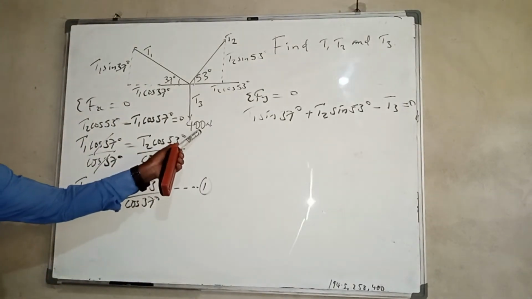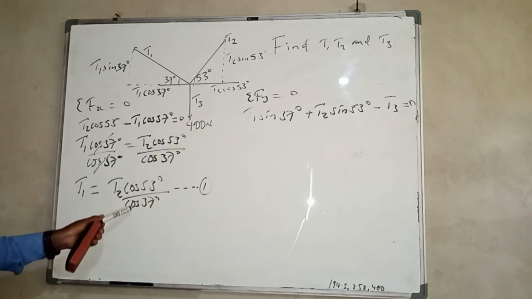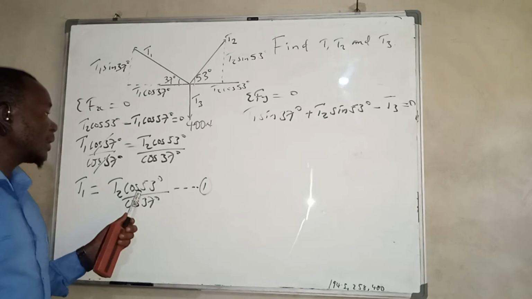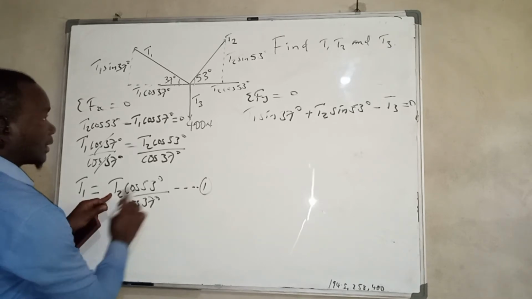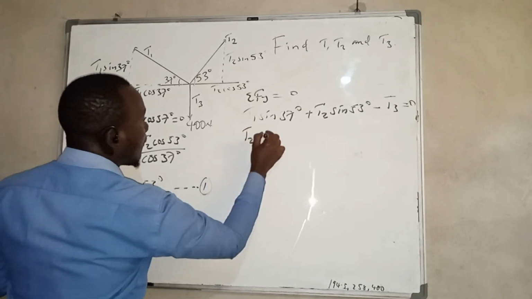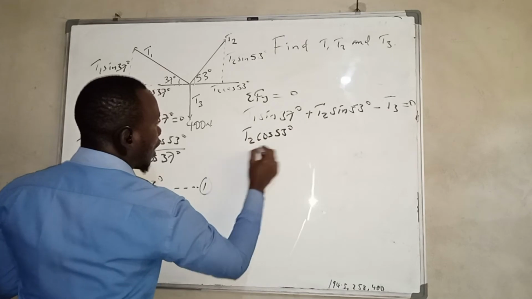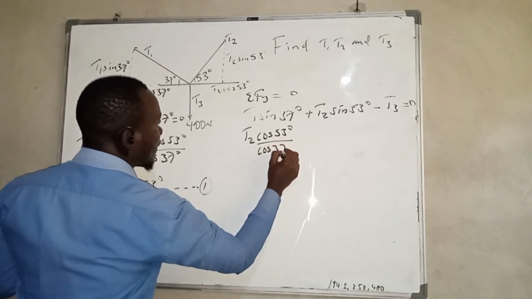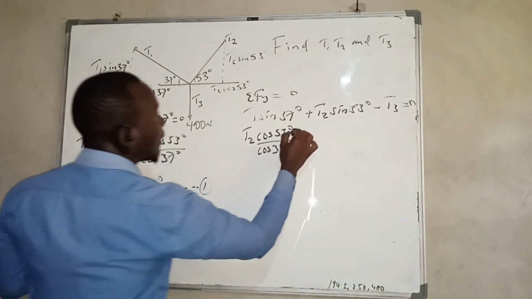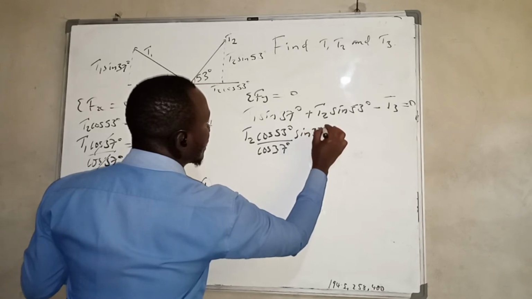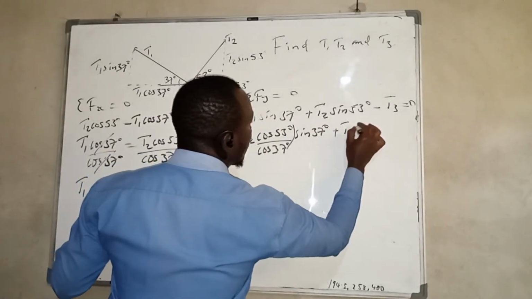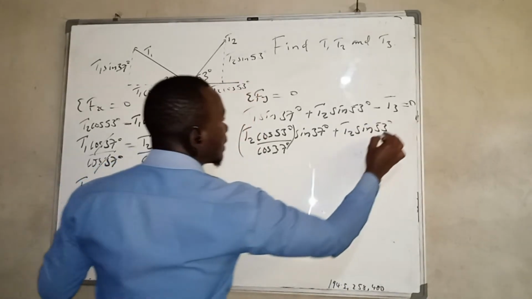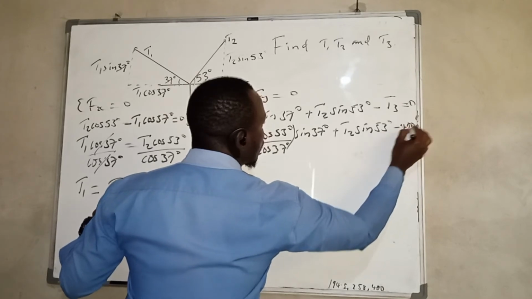But we know that T3 is equal to 400 newtons, and T1 is equal to T2 cos 53 degrees over cos 37 degrees. So we can plug this into this equation. Where there's T1, we put T2 cos 53 degrees over cos 37 degrees, then sine 37 degrees, plus T2 sine 53 degrees minus 400. So this must be equal to 0.